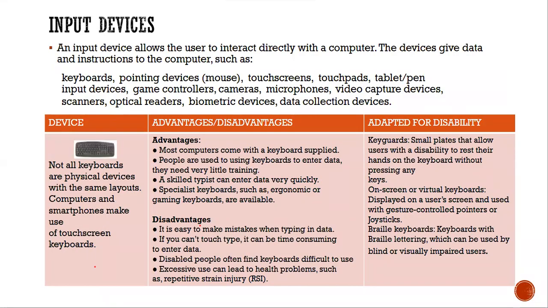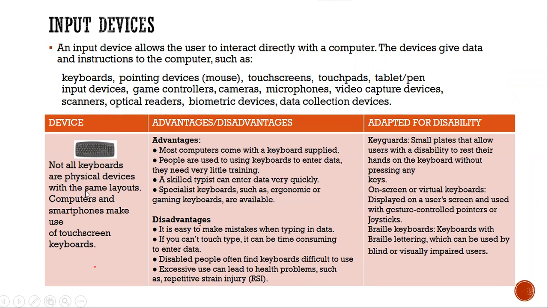An input device allows the user to interact directly with the computer. The devices give data and instructions to the computer. Some of these input devices include your keyboard, your mouse, which is referred to as a pointing device, touch screens, touchpads. We also have your game controller, cameras, microphones, video capture devices. We have biometric devices. We'll talk more about that as we move along.